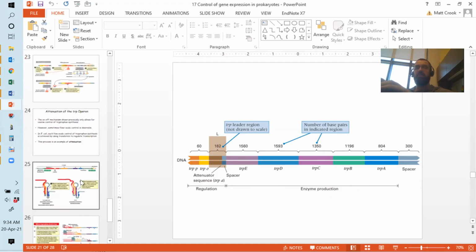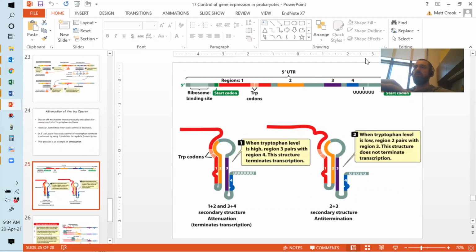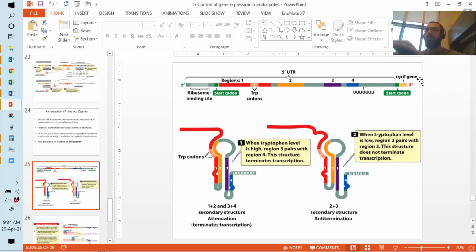So it's this bit here, and if we look at it in larger detail, you can see the start of the trpE structural gene over here. And over on the left-hand side will be the operator and the promoter, where the RNA polymerase binds, right? So this is transcribed. Now, you remember a while back we were talking about how RNA can adopt secondary structures, right? So it can pair with itself to produce loops and all kinds of funky stuff.